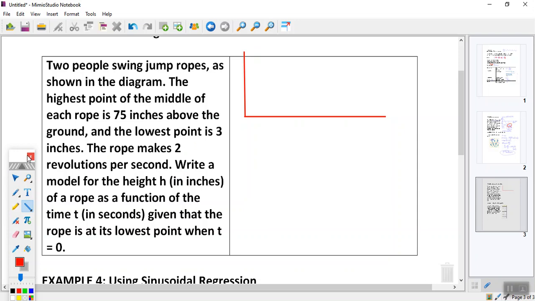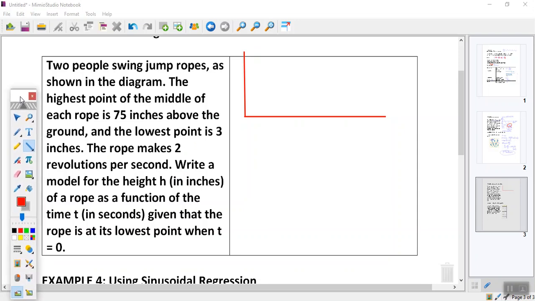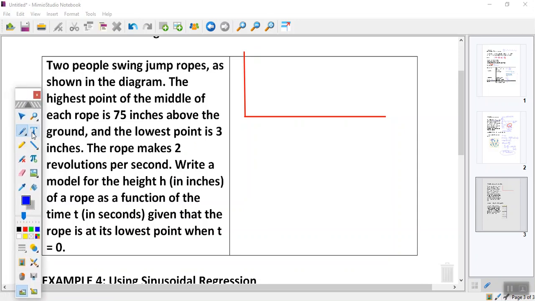So, in this situation, my friends, what is happening here is this. At the start of this right here, what's the lowest value the rope goes to? 3 inches, right? And then the highest it gets to is? 75. Okay, now it says when time t is equal to 0, the rope is at its low.